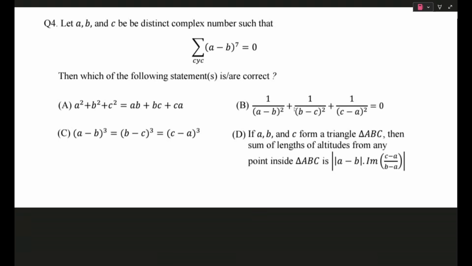Okay. So guys, without further ado, let me tell you this sigma CYC that you see on the screen, sigma CYC (A minus B) power 7. It basically means that A, B, C will all be added up in this (A minus B) power 7 order in a cyclic way. Meaning (A minus B) power 7 plus (B minus C) power 7 plus (C minus A) power 7.